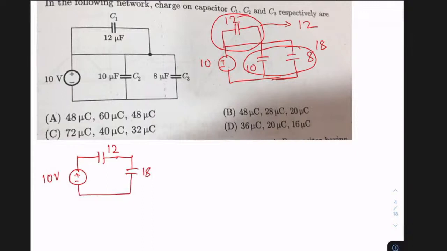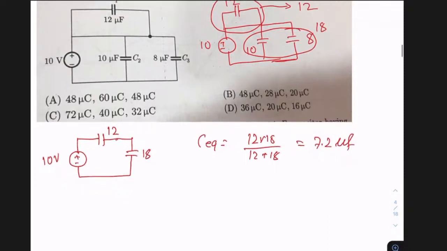What is the equivalent capacitance, if I ask you? C equivalent is 12 into 18 divided by 12 plus 18. If you simplify this, the answer comes to 7.2 microfarad.